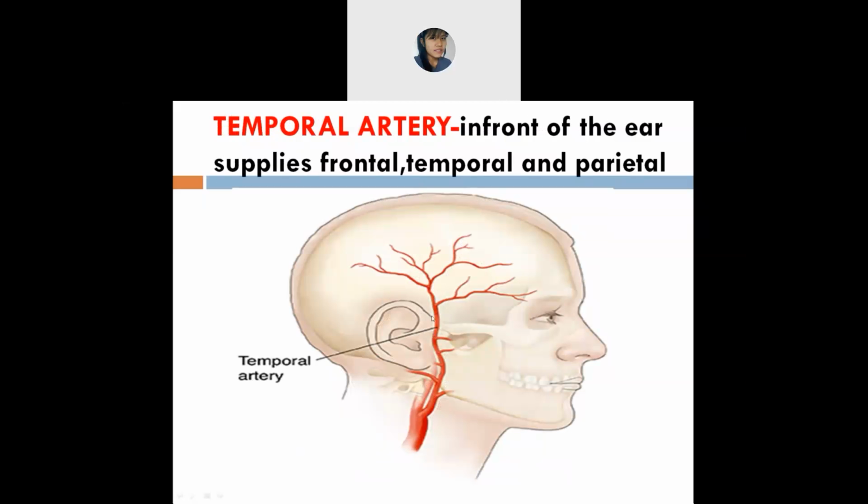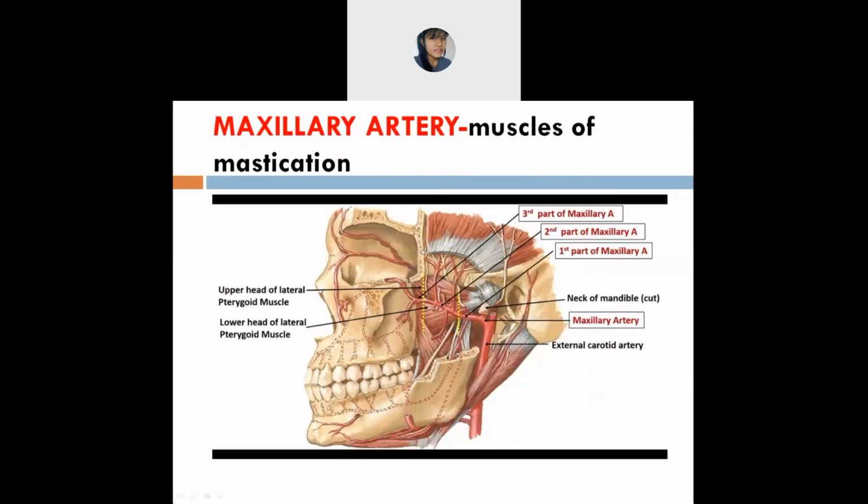Let me repeat again. Temporal artery you will find here, just the upper part nearby your ear. Nearby your ear doesn't mean here, just a bit upside. You will find it. And the temporal artery supplies the frontal, then temporal, this, and parietal. Parietal is here. And you will be able to feel your pulse right here in the temporal artery. I hope it's clear.